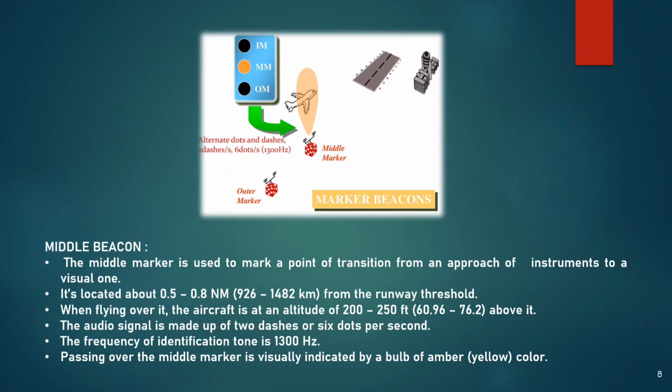Middle beacon. The middle marker is used to mark a point of transition from an instrument approach to a visual one. It is located about 0.5 to 0.8 nm (926 to 1482 m) from the runway threshold. When flying over it, the aircraft is at an altitude of 200 to 250 feet (60.96 to 76.2 m) above it. The audio signal is made up of alternating dashes and dots, 6 dots per second. The frequency of the identification tone is 1300 Hz. Passing over the middle marker is visually indicated by a bulb of amber or yellow color.